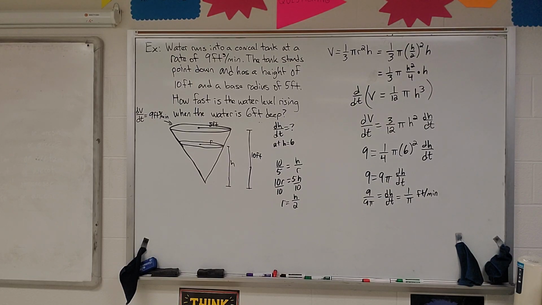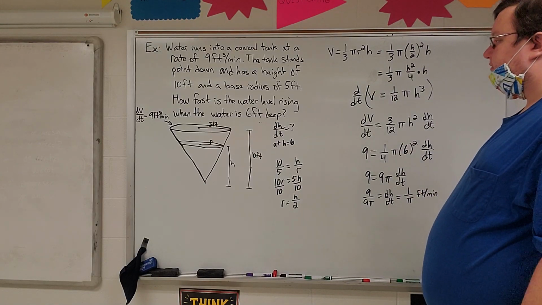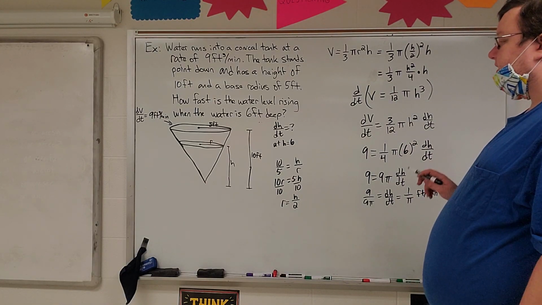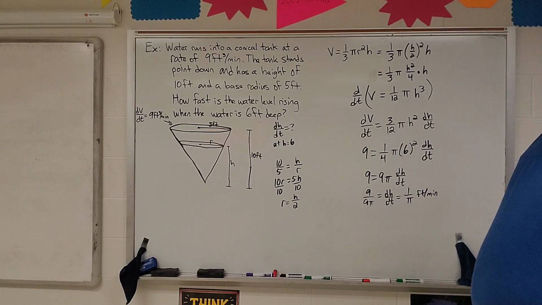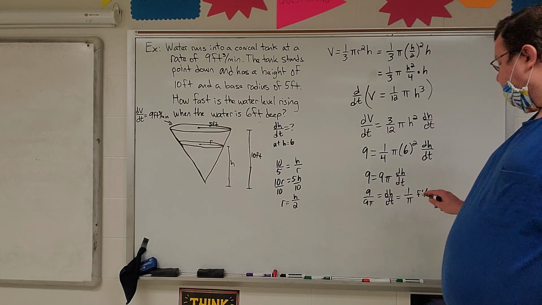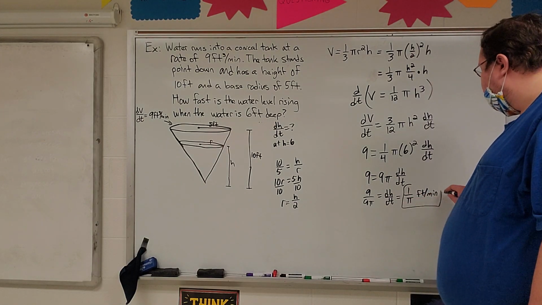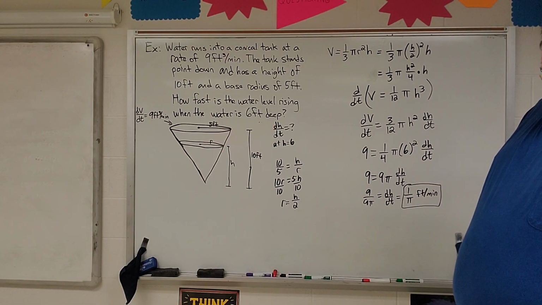That's the exact answer, you can get that as a decimal, but we would say that when the water is 6 feet deep, the water level is rising by 1 over pi feet per minute. That's how you would write that out in context. Forgive me for not writing it in context here on the board, but that's how you would want to write that answer in context on a test.